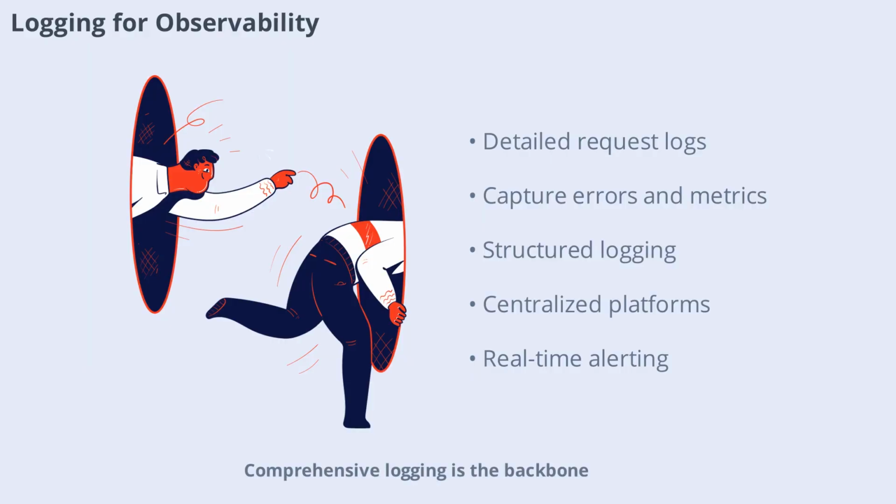Comprehensive logging is the backbone of observability in production LLM systems. Capture detailed logs for every request, including prompt inputs, outputs, errors, and system metrics. Structured logs make it easier to trace issues, analyze trends, and comply with audit requirements. Integrate your logging with centralized platforms for real-time monitoring and alerting.